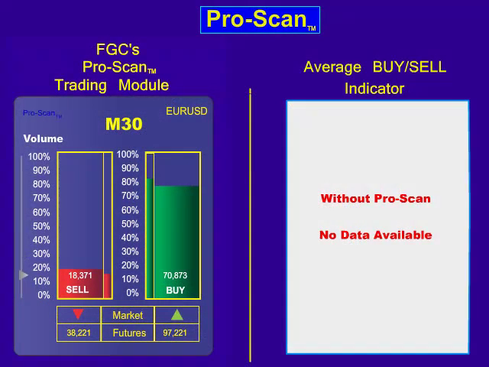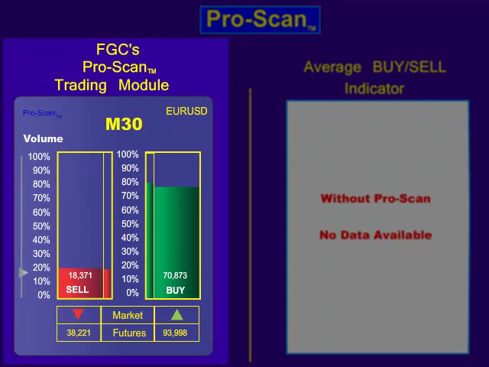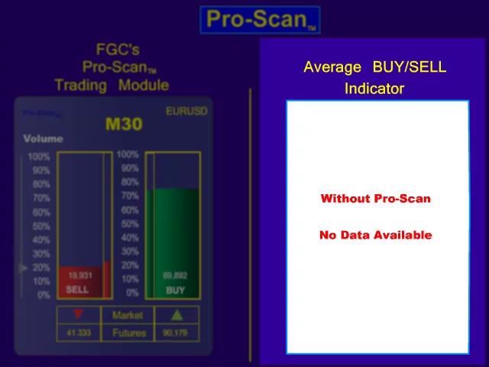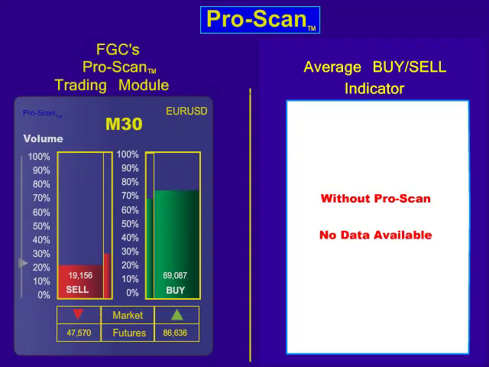We're going to use the format you see in front of you. The left side of the screen will display the FGC ProScan trading module. The right side of the screen will display data commonly used by day traders. We'll show you how ProScan can give you an edge in your trading and give you the confidence that you need to make decisive, profitable trades.